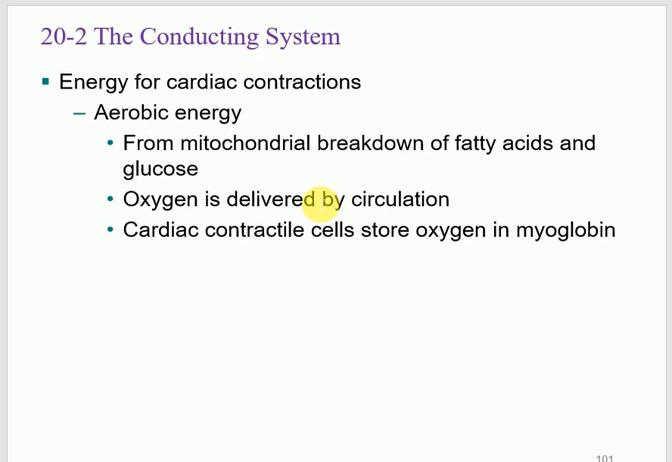Now, we talked about aerobic and anaerobic before. Which one uses oxygen? Aerobic. And which one uses the mitochondria? Aerobic. So the heart is mainly aerobic, unlike the skeletal muscles. Cardiac muscles are mainly aerobic. They need oxygen to work.